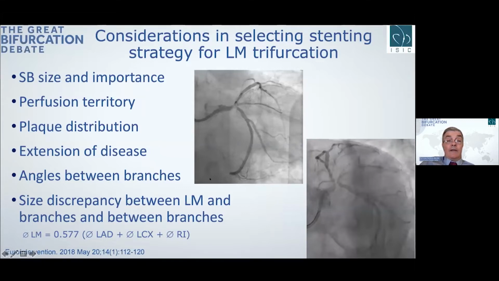So our decision making is based on careful analysis of the side branch size and importance, the perfusion territory, plaque distribution, extent of disease, of course angulation, and we keep in mind the fractal law, which is just modified compared to bifurcations, with a coefficient of 0.577 instead of 0.678. And based on the caliber discrepancy, we try to plan the strategy.